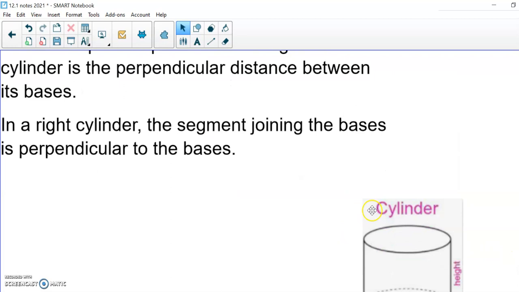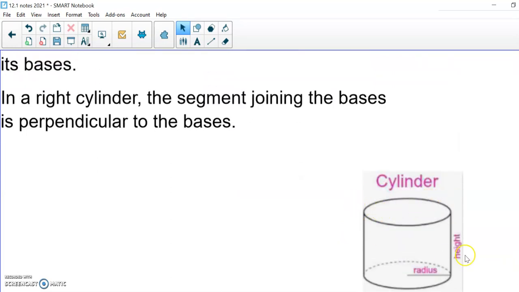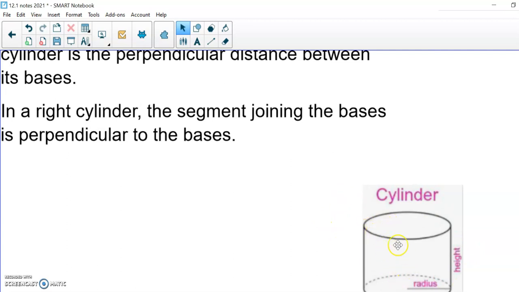A cylinder is going to have a circular base, and if those two circular bases are perpendicular, then we call that a right cylinder. If it's sort of tilted over, say you had a stack of quarters and they start to fall over, we call that an oblique cylinder.